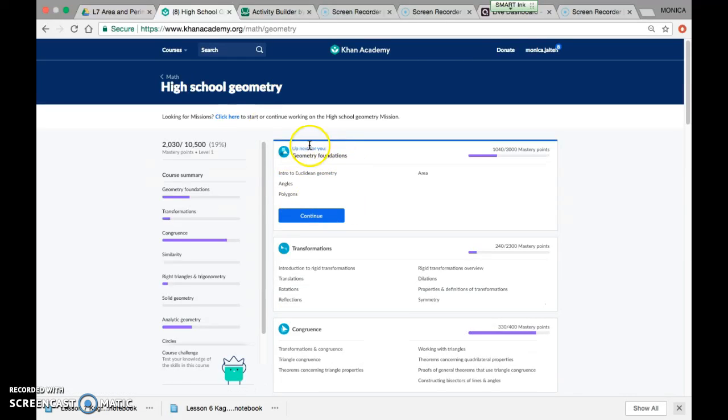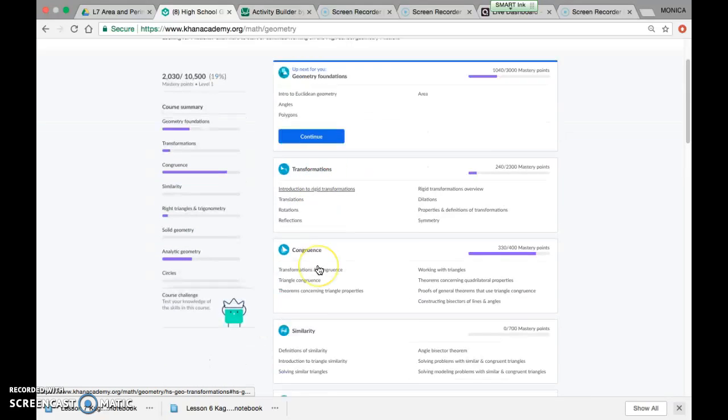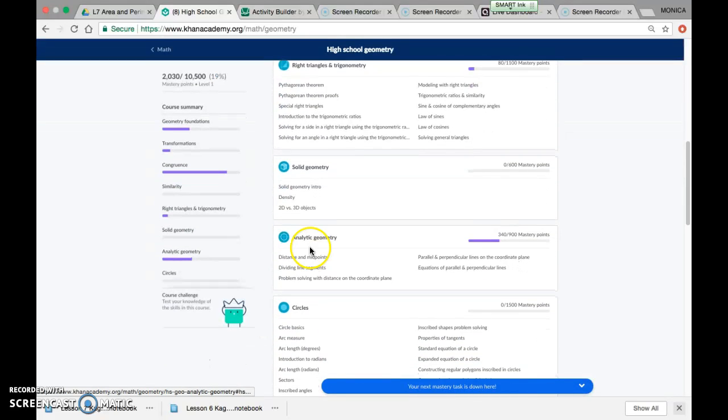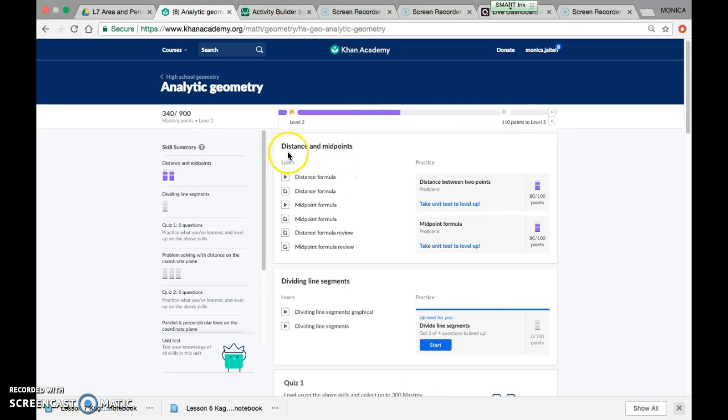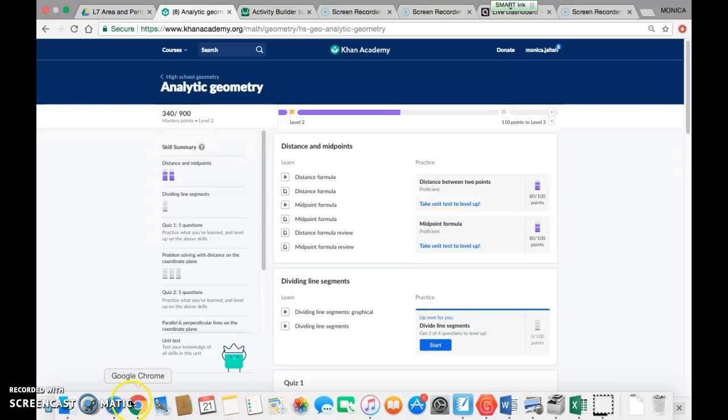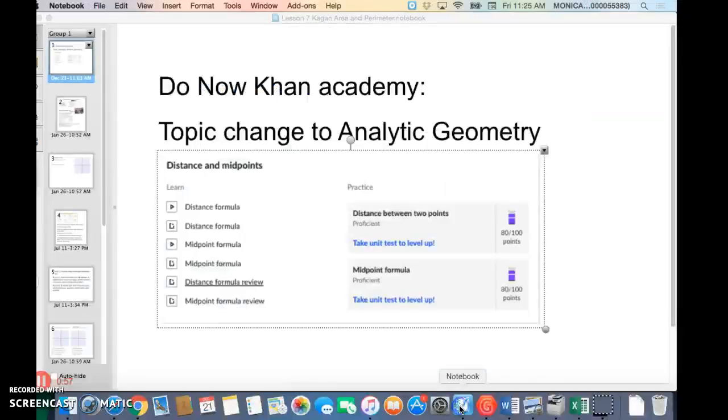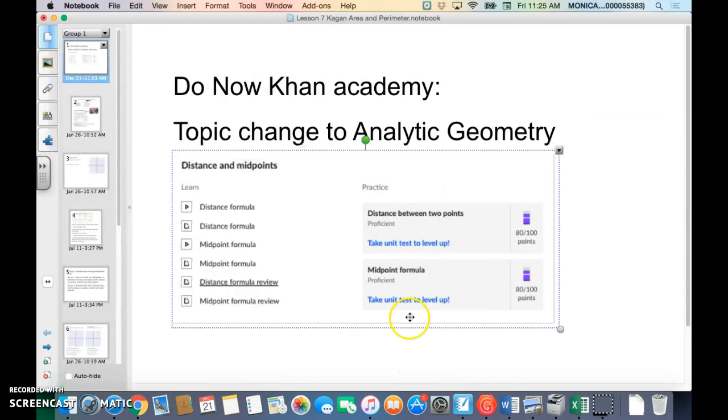Most of what we've been doing is Intro to Euclidean Geometry under Geometry Foundations, but you're going to look for the topic heading of Analytic Geometry, which is right here. Once you're in Analytic Geometry, the first one is Distance and Midpoint, so these are the two practice problems that you need to do. If you're struggling, there are several videos here you can watch, or you can watch my videos online. Where are we? We're here. Okay, so those are the two that you need to take at this point.